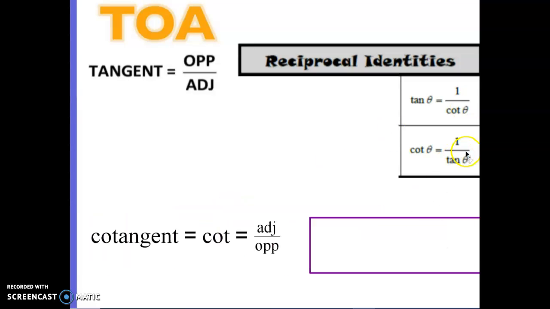And here is the phrase that I want you to write down. Cotangent, which is spelled this way and abbreviated this way, is adjacent over opposite. It's the reciprocal of tangent. So adjacent in the numerator, opposite in the denominator. Pause the video for a second and write that down.